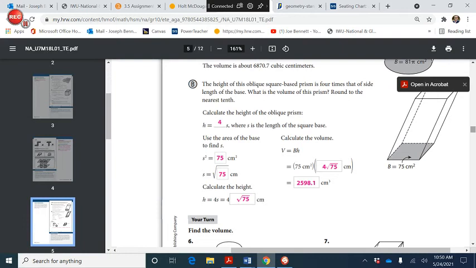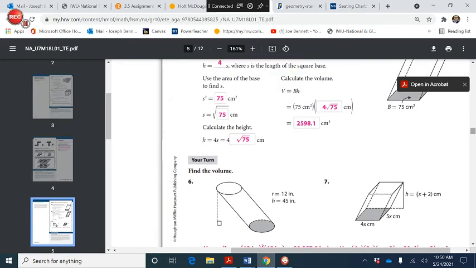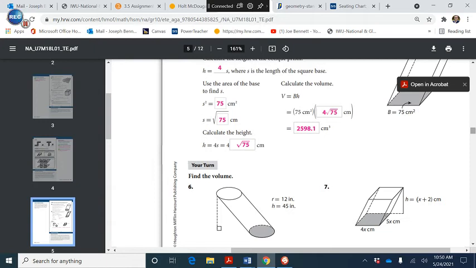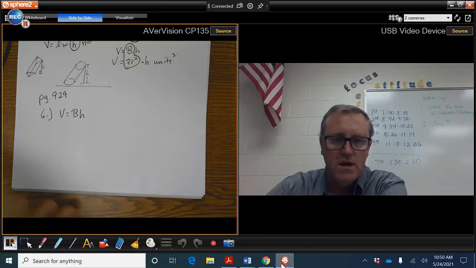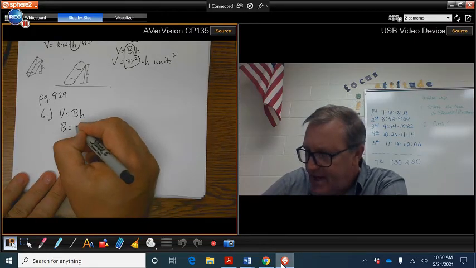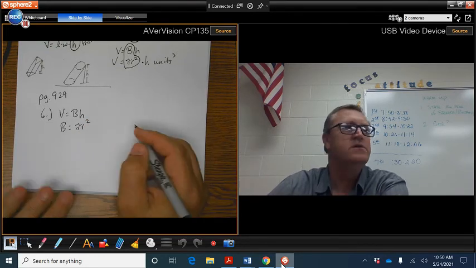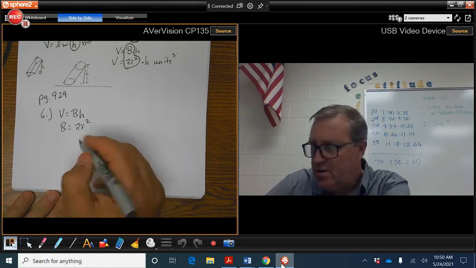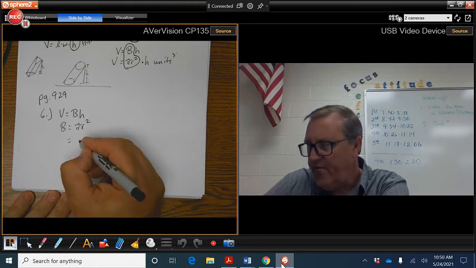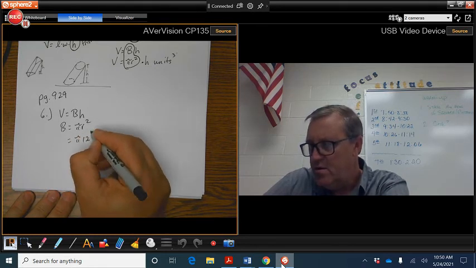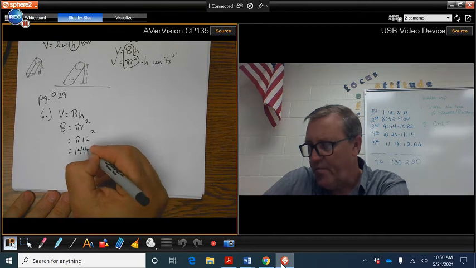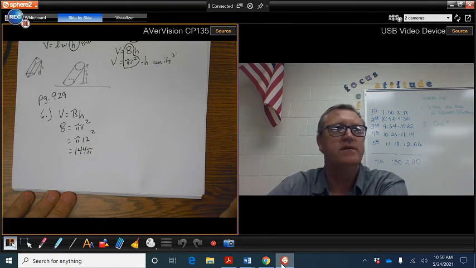Okay? All right, now let's take a look at number 6 and number 7. You can see them on the screen. I'm also going to write them here. Volume is equal to the area of the base times the height. Okay? So, the area of the base in this case is pi r squared because it's a cylinder. That means the base is a circle. The radius is 12. And so we have 144 pi for the area of the base.